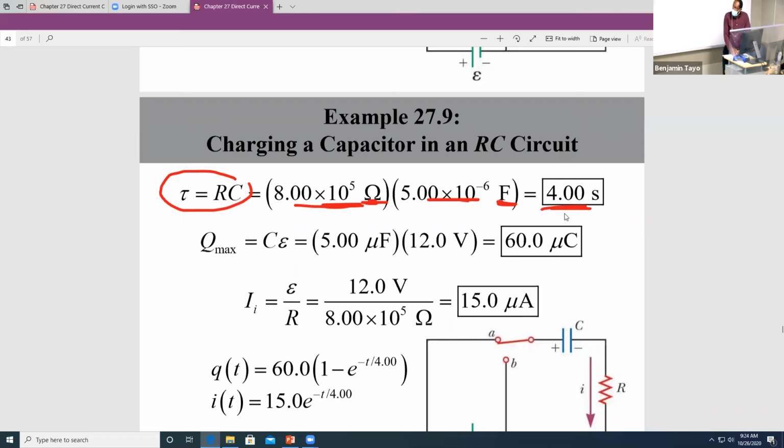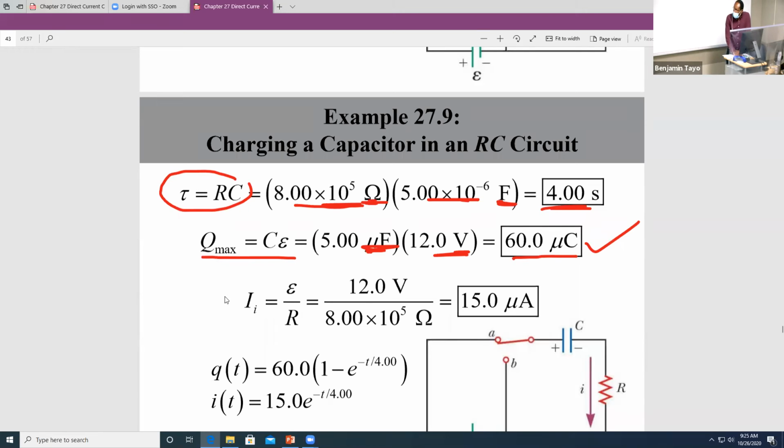Now, let's calculate the maximum charge. The maximum charge is given by this equation here. Q max is equal to the capacitance times the charging electromotive force. If you substitute these values, you could leave the capacitance as microfarads. If you leave it in microfarads and the voltage in volts, then this is going to be in microcoulombs. If you change this to farads, then this will be in coulombs. But you could leave it like that, that should be fine. So this is 60.00 microcoulombs.